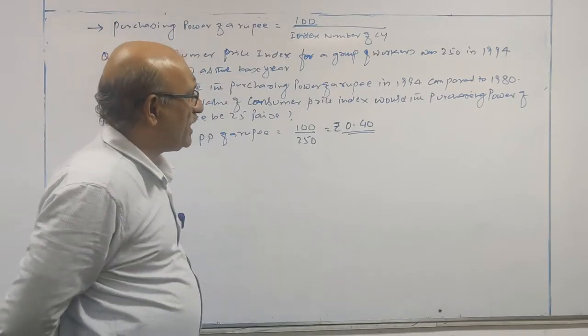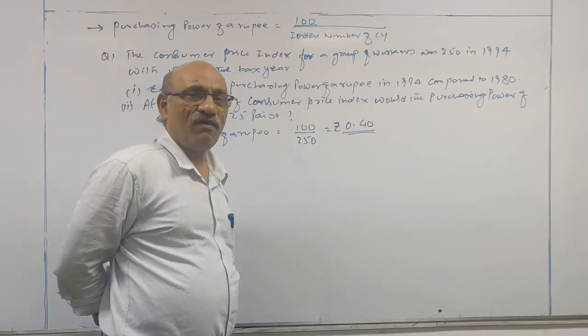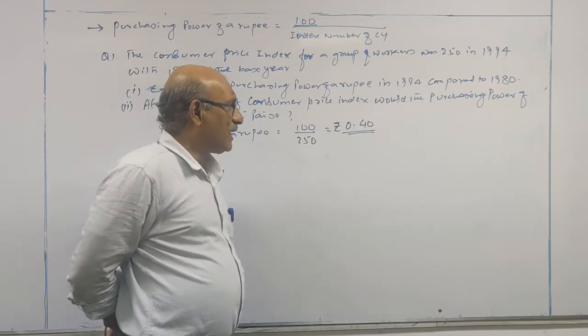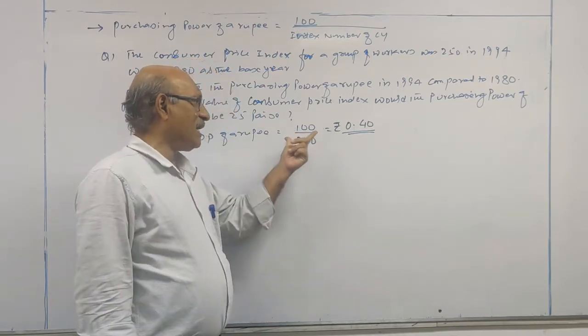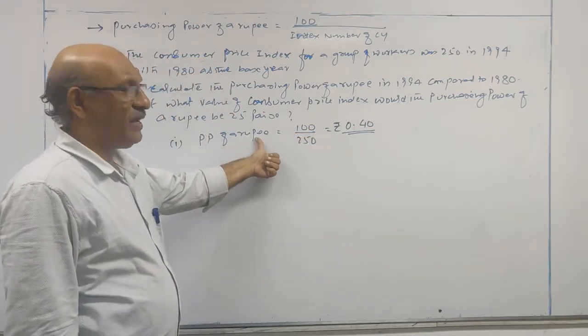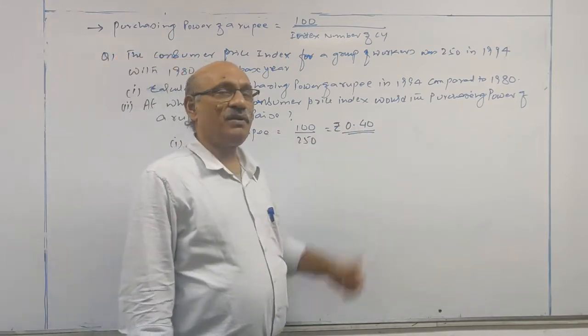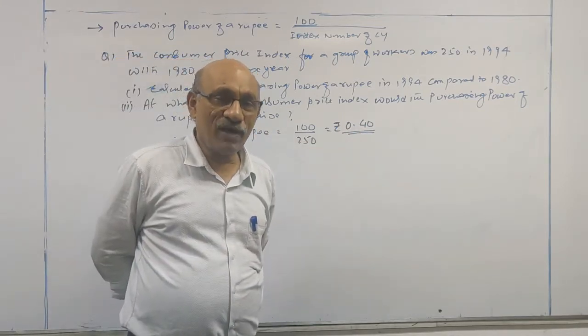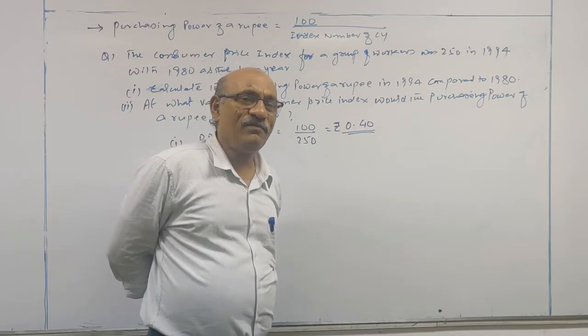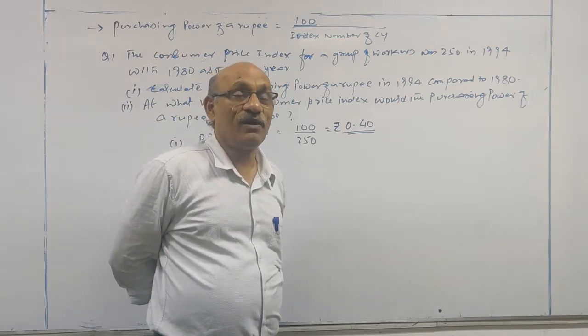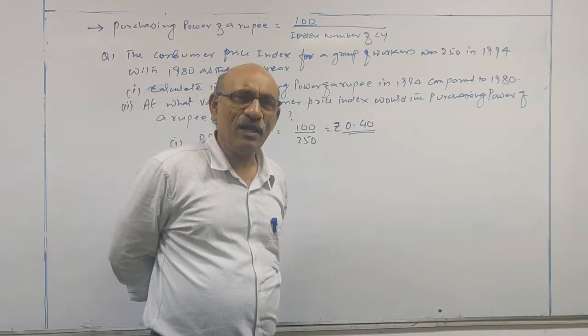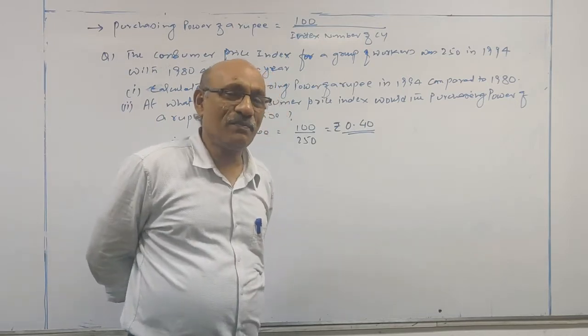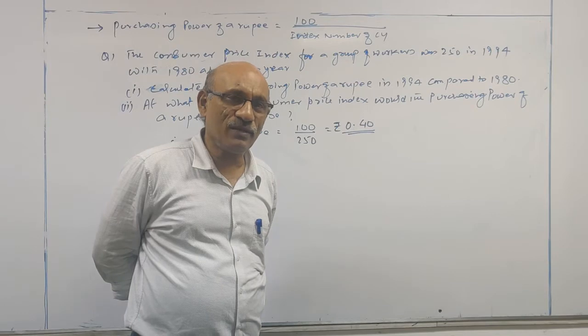One more time I am repeating this point to avoid any type of confusion. What is calculated by me? Purchasing power of a rupee I calculated, and it is obtained as 40 paisa. It means an item which was available for 40 paisa in the base year is now available for 1 rupee. With that you can assess the purchasing capacity of a consumer.